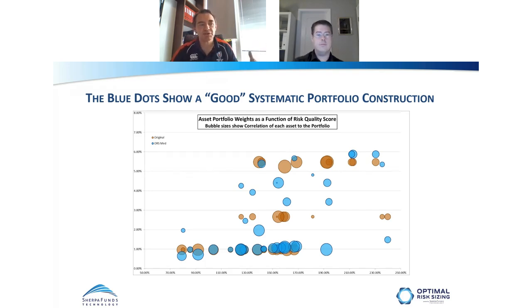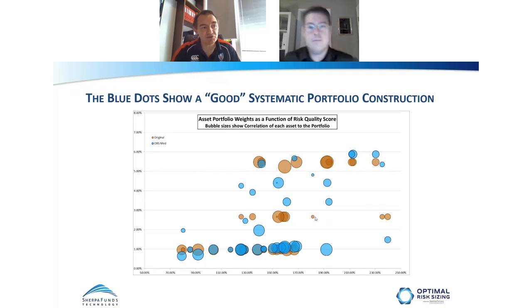It's the blue dots, and look at the blue dots compared to the red dots, which was the original portfolio. And you can see, for instance, let's go for a small co-movement asset. This asset here, whatever it happens to be, sitting around 180% risk quality score, which, don't worry about the units of that. You can see that the original portfolio has it with a weight of about 2.5%, 2 3/4, and we've got it at around about 4 3/4.